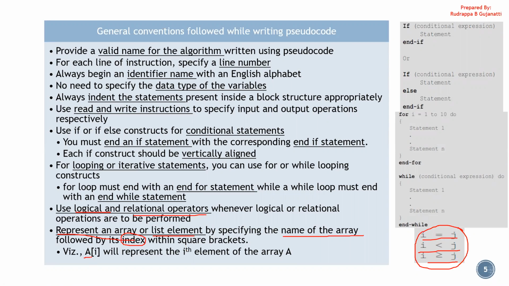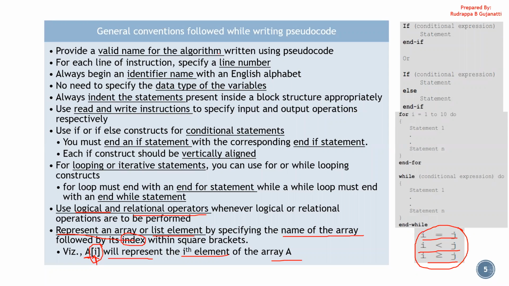I give the name of the array. In this case, you can see that we have A, which is the name of the array, and i is the index which we are utilizing. And this index has to be written within the square brackets. So what is this representing? This is representing the ith element within the array which is named A. So these are a few things we have to follow when we are writing pseudocode.